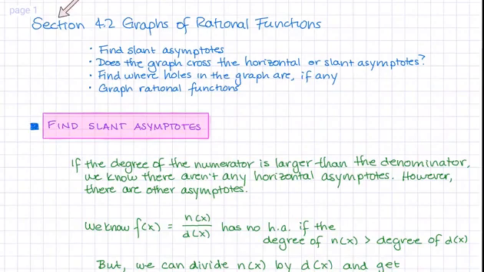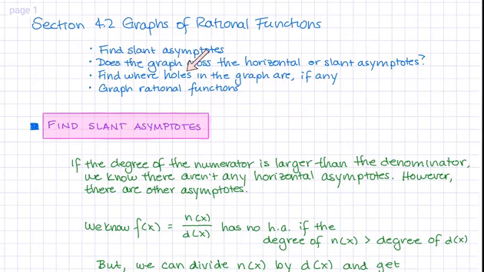Okay, so we're going to look at section 4.2, graphs of rational functions. This is going to be the day that we spend a lot more looking at complicated graphs and how to graph them. So we're going to look at how to find slant asymptotes. We're going to look at how to find the graph. Does a graph cross any horizontal or slant asymptotes? Because remember, the graph will never cross vertical asymptotes.